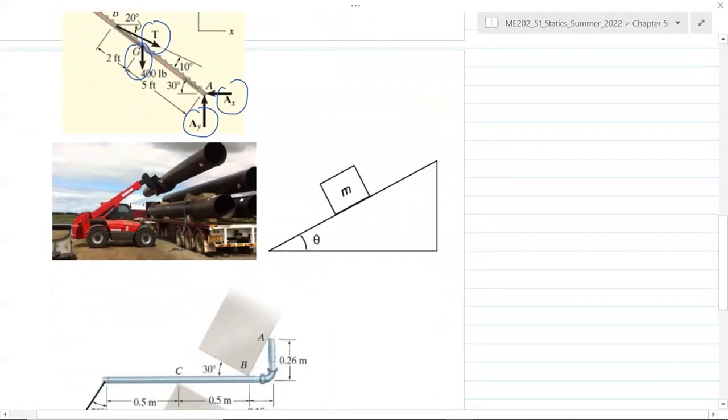For the forklift and this pipe example, the pipe is being supported at 2 points. So there are 2 support reactions, and then the weight of the pipe acts downward. So that's the free body diagram. For this object, if it is in equilibrium, the weight of the object acts downward, then the normal force is perpendicular to the surface of contact, and that's it. Those are the 2 support reactions for now if an object is in equilibrium.